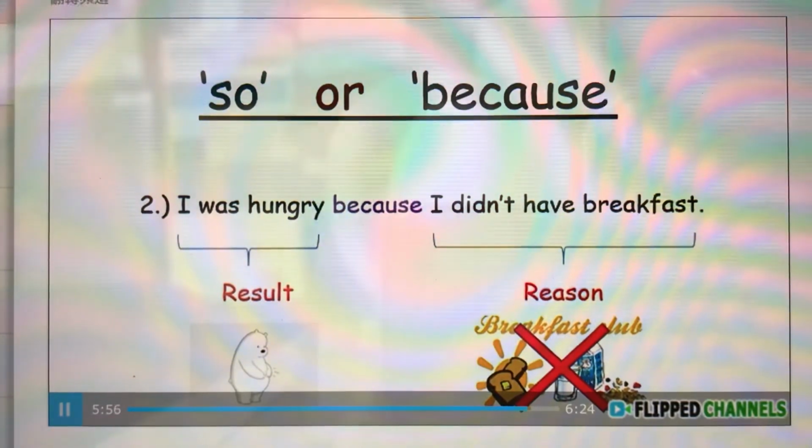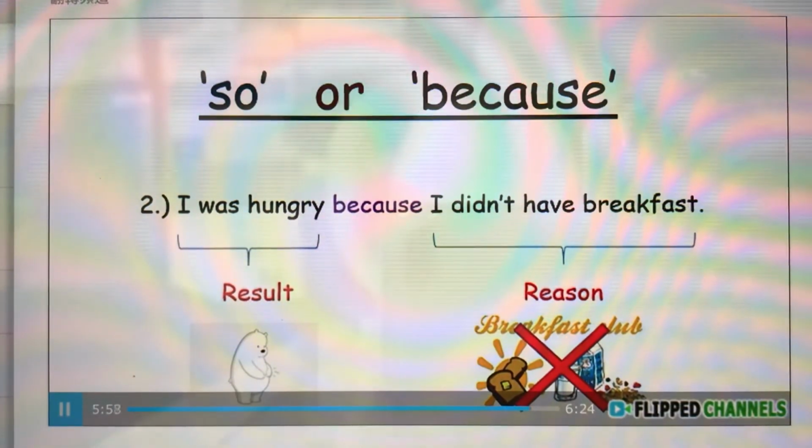If you answer both questions correctly, then it's very likely that you know how to use so and because in a sentence. In the next task, there are more questions to test your understanding on the conjunctions. I wish you the best of luck, and I hope you answer all those questions correctly as well.